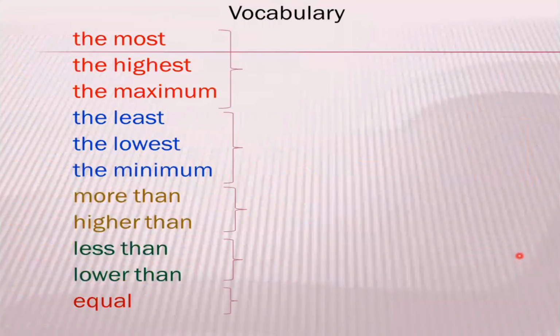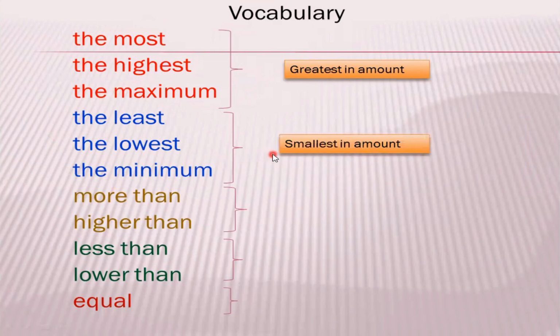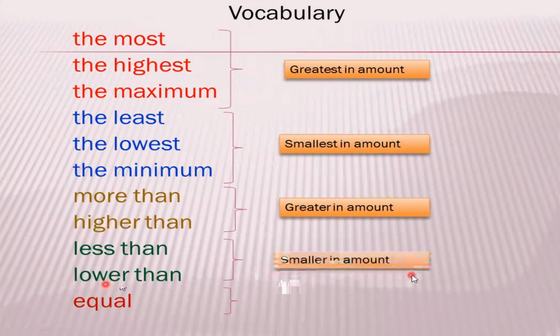Yes, these are the new words: the most, the highest, the maximum. Greatest in amount. The least, the lowest, the minimum. Smallest in amount. More than, higher than. Greater in amount. Less than, lower than. Smaller in amount. Equal. Same in amount.